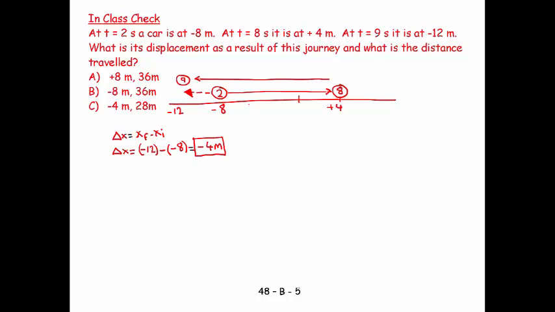My distance traveled, well, I went from minus 8 to 0, which is 8. I went from 0 to 4, which is 4. I went from 4 to 0, which is another 4, and then I went from 0 to minus 12, which is another 12. My distance traveled is equal to 2 8s are 16, 26, 28 meters.